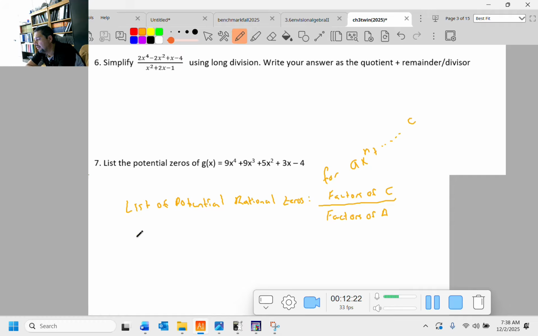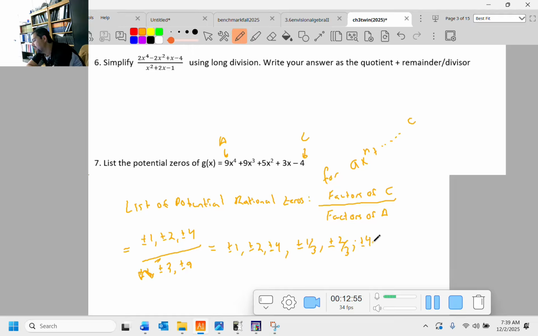So our constant here is 4. Our list would be the factors of 4 being plus or minus 1, plus or minus 2, and plus or minus 4. This is C, by the way, and this is A. Factors of 9 would be plus or minus 1, plus or minus 3, and plus or minus 9. So what I'm going to do is divide everything by 1. Anything divided by 1 is itself. Now I'm going to divide everything by 3, plus or minus a third, plus or minus 2/3, plus or minus 4/3. And now I'm going to divide everything by 9, plus or minus a ninth, plus or minus 2/9, and then plus or minus 4/9.